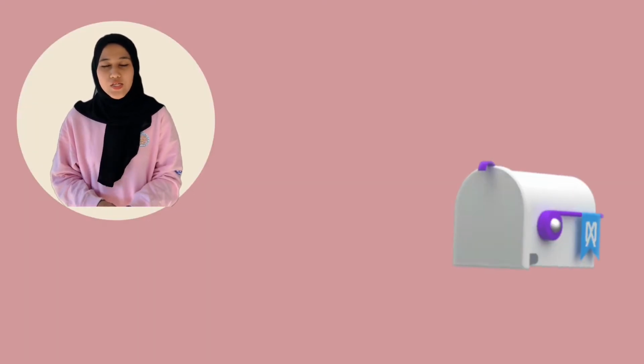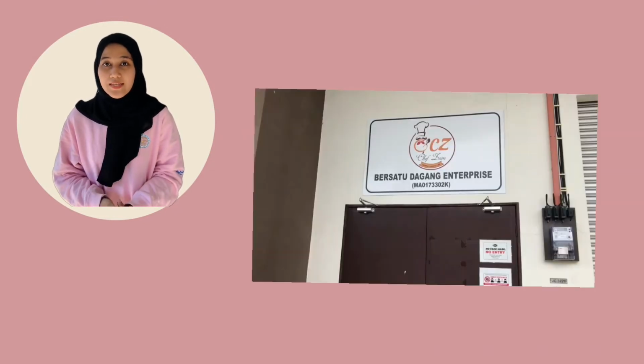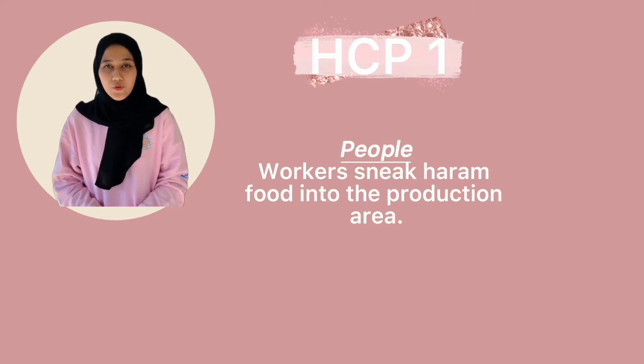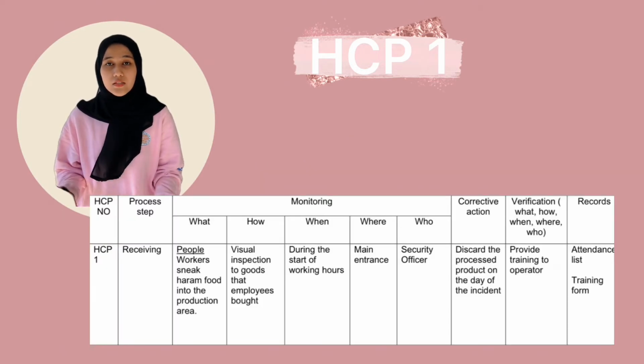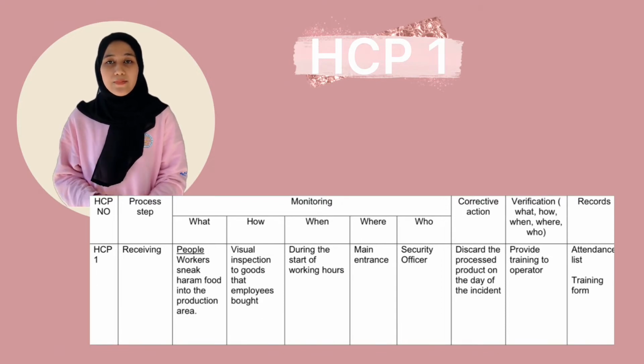So, let us proceed to the next session, in which I will discuss the halal risk management plan summary of my company, Bersatu Dagang Enterprise. We have 3 halal control points in the receiving step. The first is the halal threats to people. Workers sneak haram food into the factory. As a result, we must conduct a visual inspection of the goods purchased by employees at the start of working hours at the main entrance by a security officer in order to prevent similar incidents from occurring in the future.